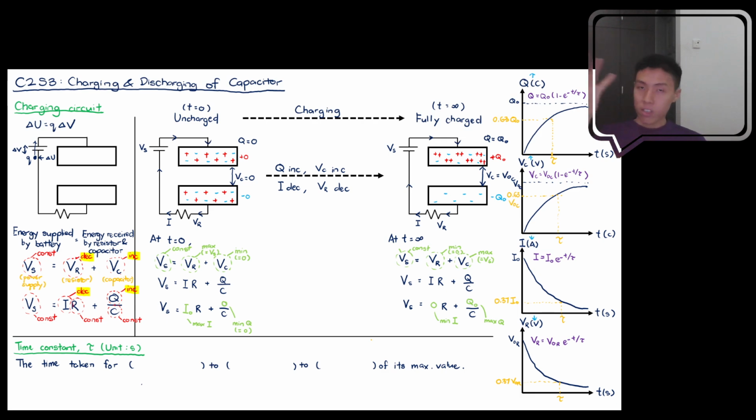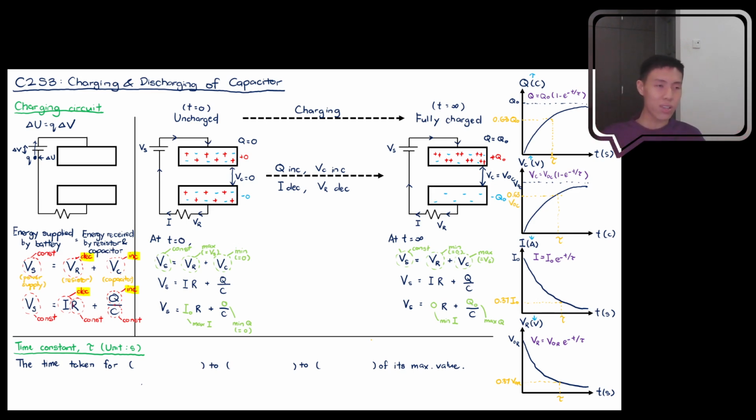That means the first circuit takes 100 seconds to reach 63% of maximum charge, whereas the second circuit takes 200 seconds to reach 63% of the maximum charge. So that means the second circuit actually takes a longer time to charge, whereas the first circuit only takes 100 seconds to reach the 63% charge. It takes shorter time.